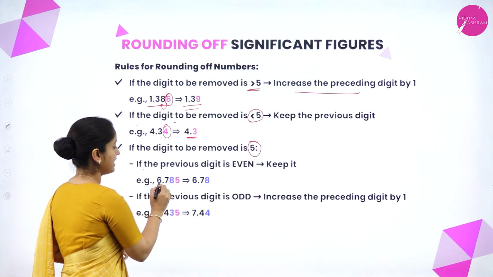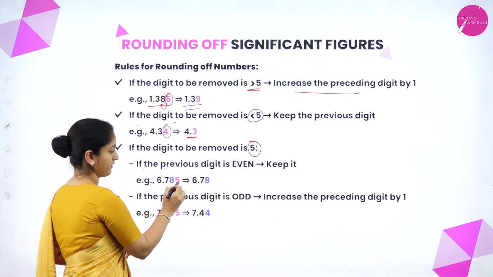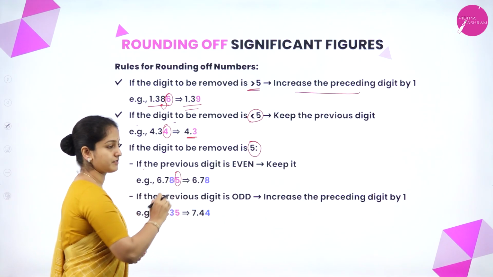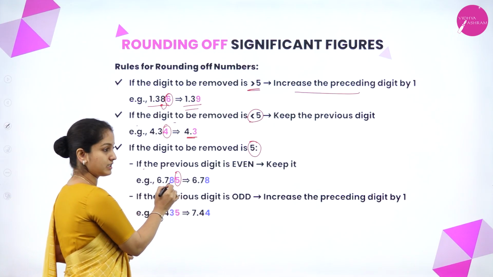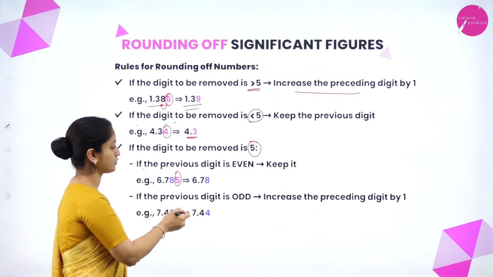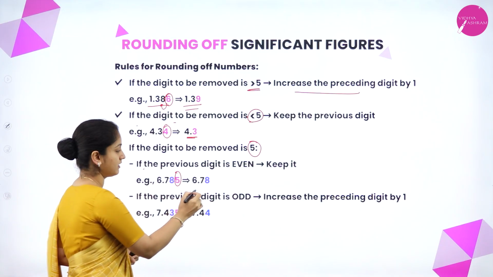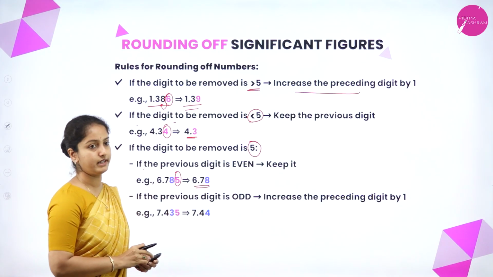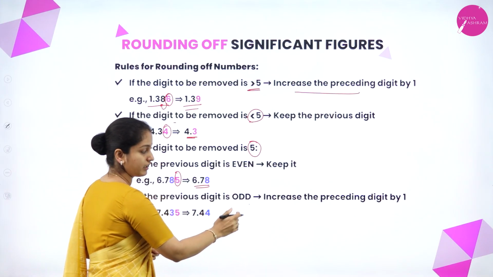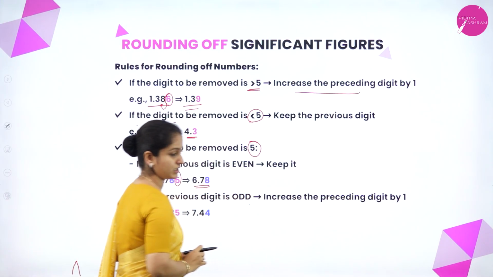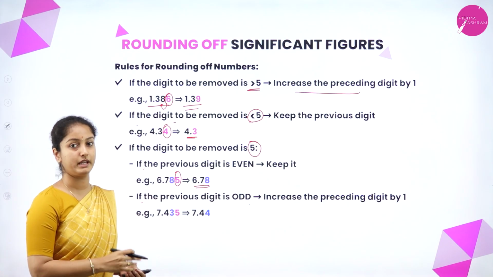For example, 6.785, the last digit is 5, that is to be removed, and the preceding digit is 8, which is even. So you don't have to change anything here. So the answer becomes 6.78. If the previous digit is odd, increase the preceding digit by 1. That means you have to make it even.